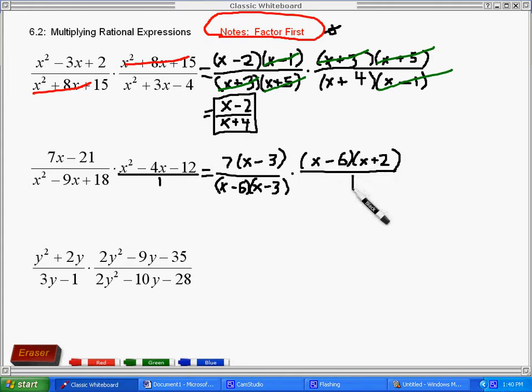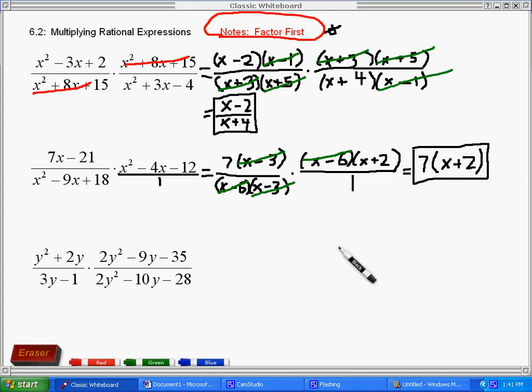This is over 1. And then again, I look to cancel common polynomials. I have this x minus 3 and x minus 6. And so all I'm left with on the top is this 7 and this x plus 2. So 7 times x plus 2. And then in the denominator, I just have 1, which I don't need. That's our little skinny man that likes to hide, right? We don't need him. So we're just going to leave our answer as 7 times x plus 2.